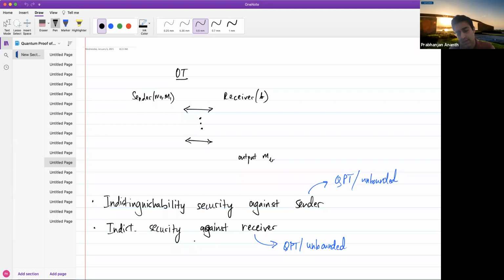You can also consider simulation security, which is stronger. The reason why we are not considering simulation security here is because we don't know how to use simulation security to construct bounded concurrent QZK. So for the standalone setting, you can use simulation security.